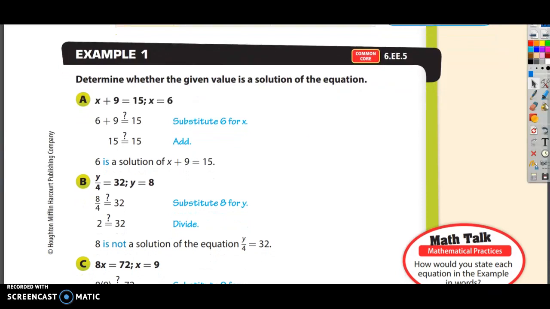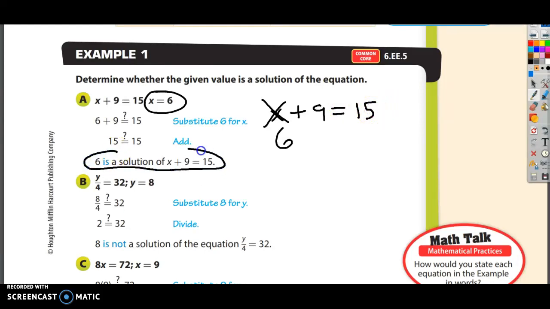Example 1 says, determine whether the given value is a solution of the equation. They give us x plus 9 equals 15. If I told you to solve right now, you might be confused about what to do, except that right after that, they tell us what x is. So you take x out and replace it with what they say it is. Then we evaluate: is 6 plus 9 equal to 15? The answer is yes, it is. So we write 6 is a solution of x plus 9 equals 15, because 6 makes that statement true.